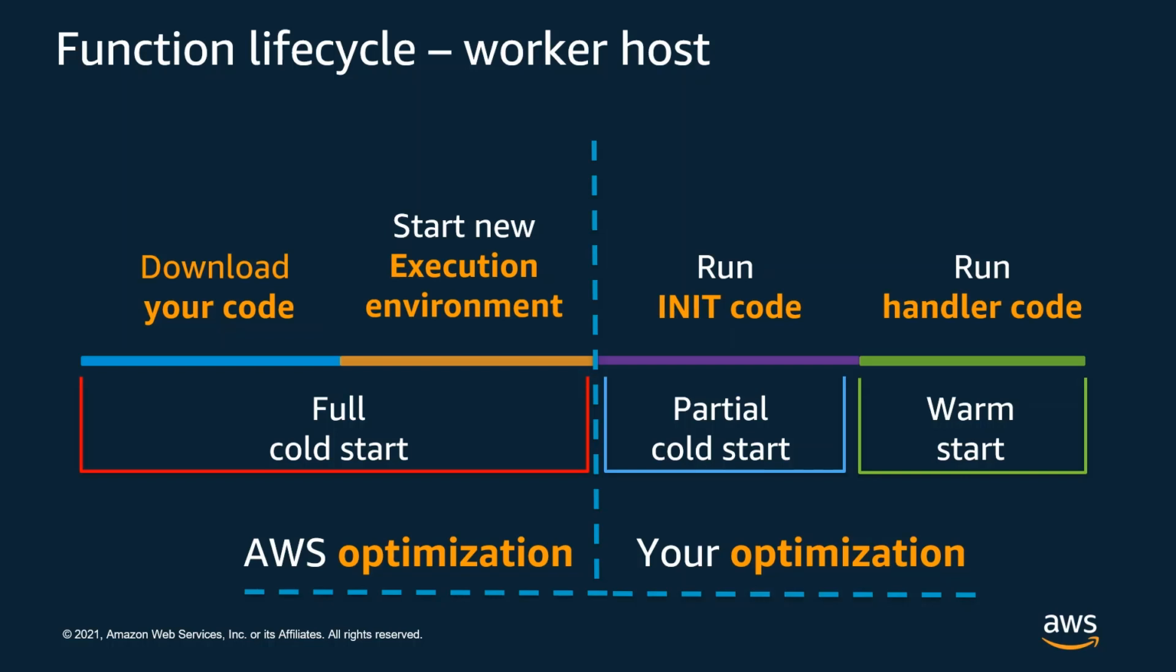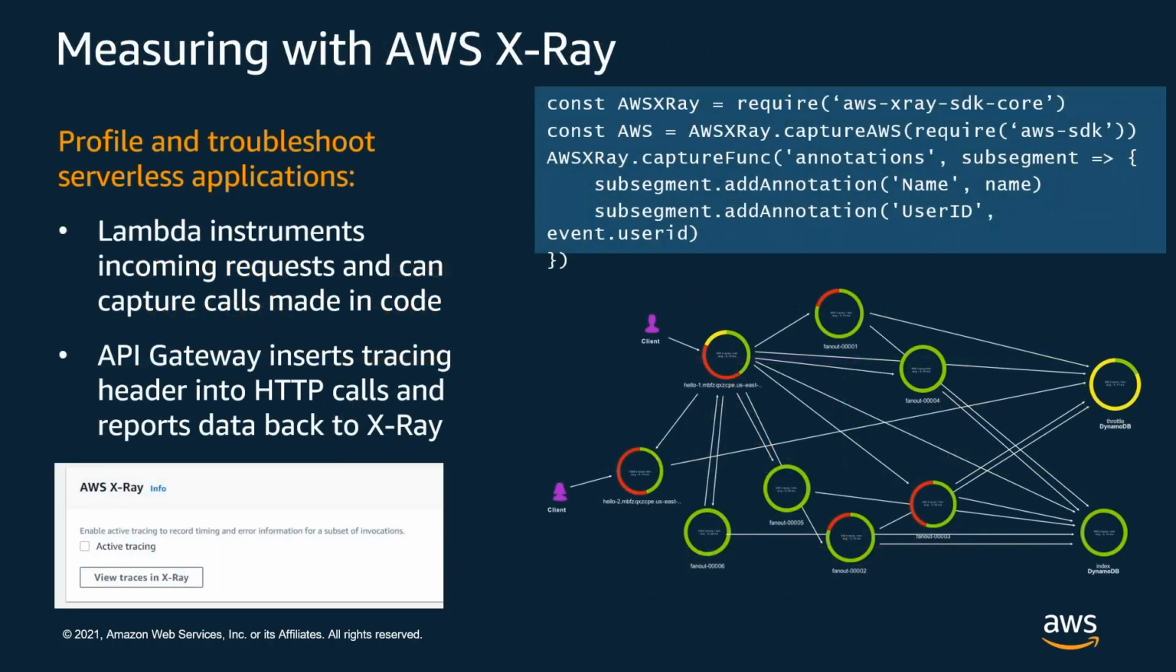This environment is kept alive for some window of time, and this depends on your traffic patterns. When a function is first run, all of these things happen. This is what is commonly called a full cold start. If another request arrives, only the handler is then run again, and this is much faster, what's called a warm start. And the first two steps are optimized by AWS, where the last two steps come to be optimized by you when you're building your functions.